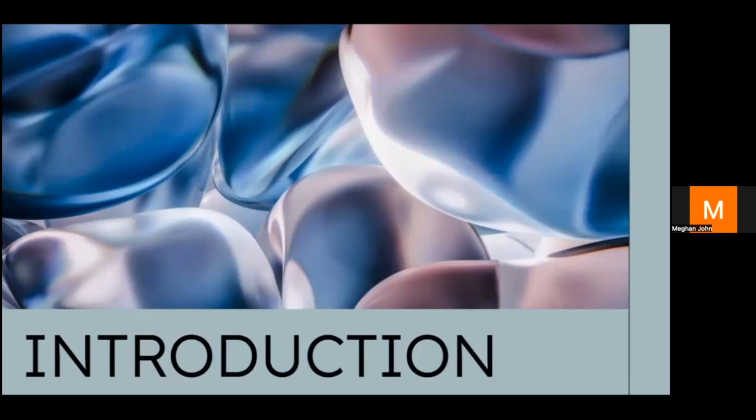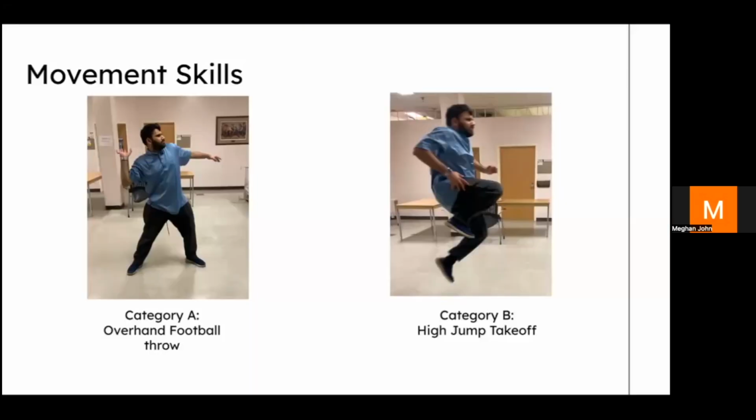And this is our introduction. Our movement skills include two movements. First, from category A, we have an overhand football throw. Next, in category B, we have a high jump takeoff. Our category A movement skill is manipulating an external object, the football. The high jump takeoff is our category B movement skill, as it includes a body movement and mastering the control of the body, and does not involve an external object that is being manipulated.